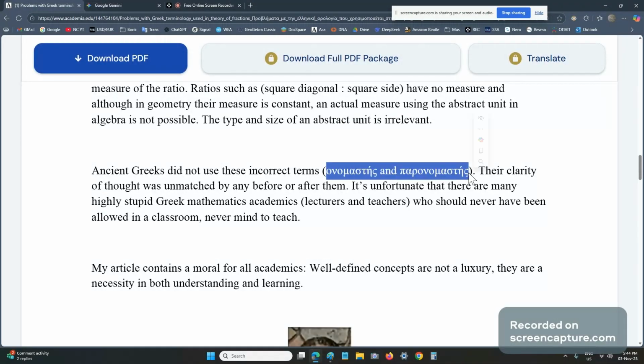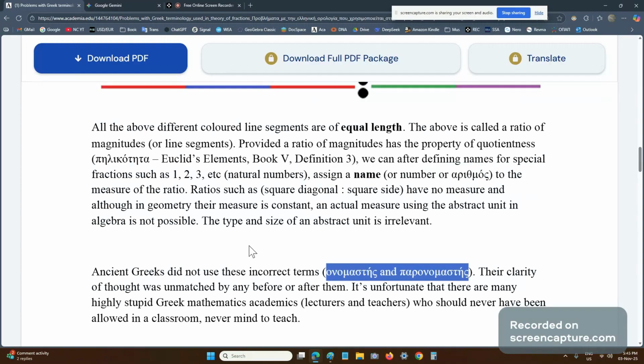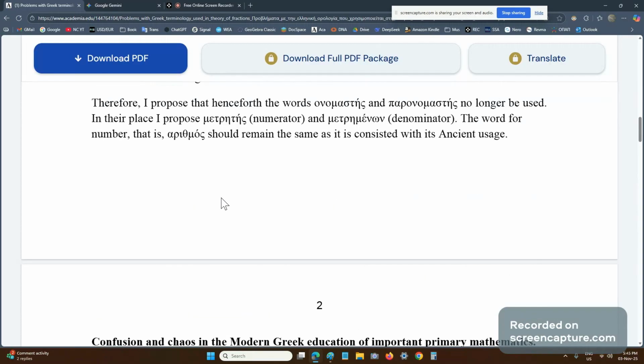Onomastis and paronomastis are modern Greek terms, and the clarity of thought of the ancient Greeks was unmatched by any before or after them. So it's unfortunate that there are many highly stupid Greek mathematics academics who should have never been allowed in a classroom, never mind to teach. I'll give you a link to this article. And that's all I have to say.